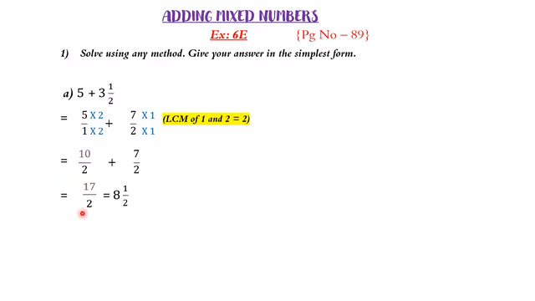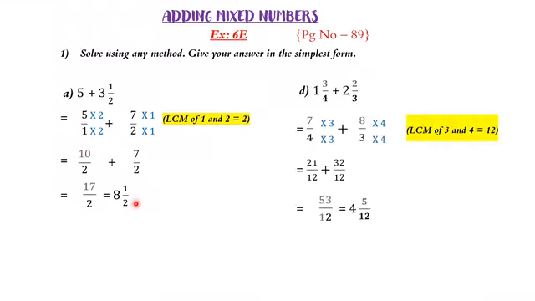As I've shown you in the previous example, we cannot leave the answers as improper fractions. We have to give the answer in its simplest form by either converting the improper fraction to a mixed fraction, or if there is any lowest form possible, then writing that. But here, because 17 and 2 do not have anything in common, we will have to divide. So when you divide and you find out the answer, you're getting the mixed number as 8 1 by 2.